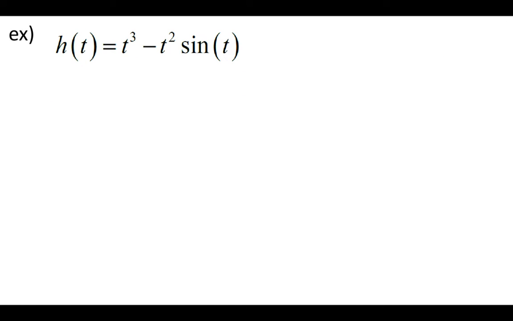Another one. This one is h of t. So when we write this, it's going to be h prime of t. We've got just a standard power rule there. t cubed is 3t squared. Now this one, be careful, because this t squared is not a constant. That is actually its own function, which means we need to apply the product rule in this case, because we have one function times another function.